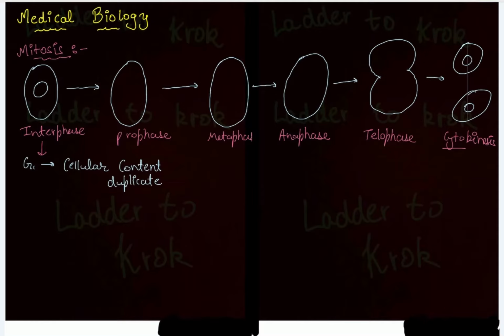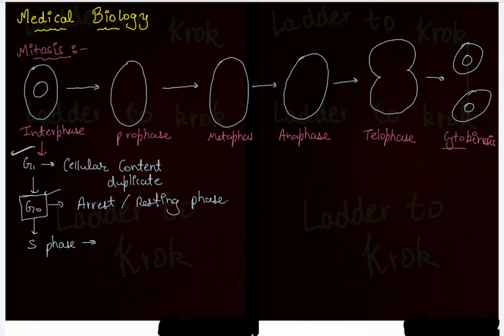Now after this G1 we have G0. It's an arrest phase, or it is also known as the resting phase. It is not usually present in every cell cycle. What happens in this phase? The cell doubles its content in G1 and then it takes a rest, and that resting phase is the G0 phase. After this, if the cell wants to divide, then there is S phase.